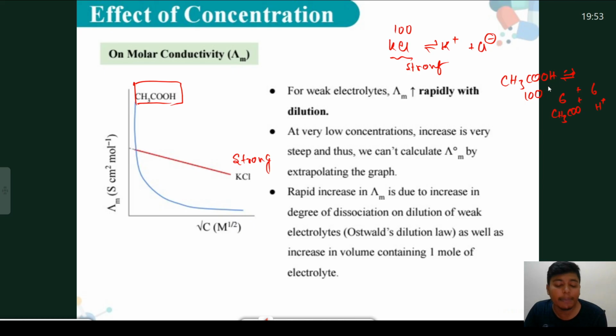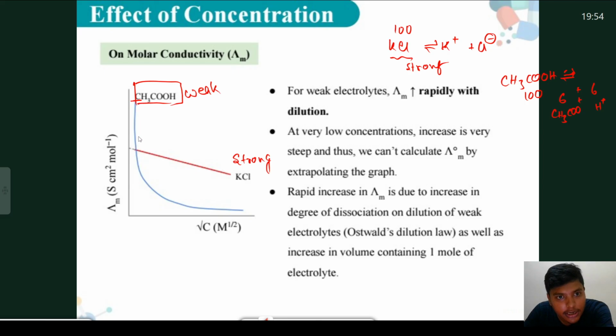Okay, so what happened here? The graph changed. Why? Understand this graph properly. At infinite dilution, we can't tell the exact value for acetic acid, the weak electrolyte. It is very high, but we cannot tell what the value is because the curve is not cutting this axis. There will be no value we will get.